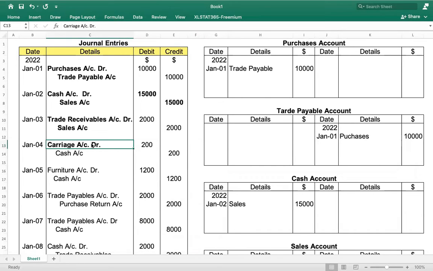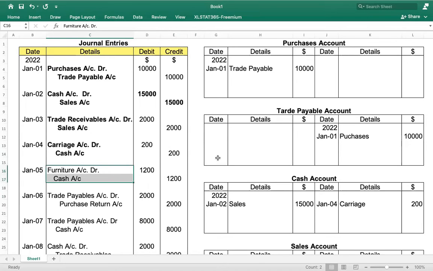It's going to be in cash. Which side? Credit side. So this is the cash account, credit side. I will write 200. Name of the other account is carriage, Jan 4th. So we are done with this also. Now next, tell me which.